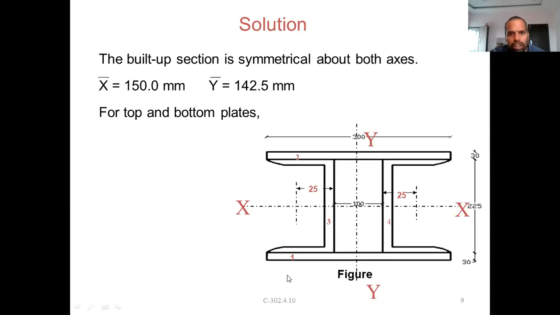x bar equal to 150. Obviously, it is from here to here. It is x bar equal to 150 only, right? For the top and bottom plates, the area is equal to 9,000 because it is 300 into 30. 300 into 30 means 9,000, and x1 and x4.